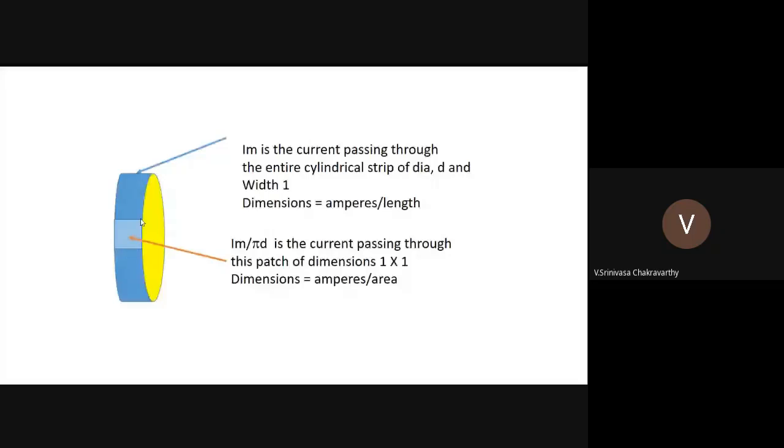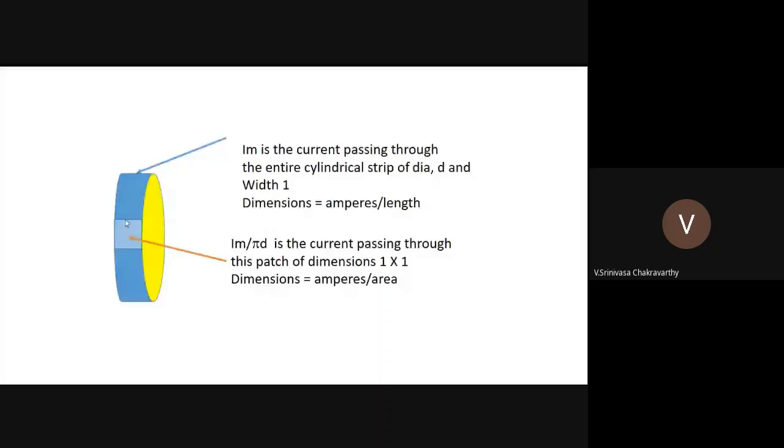Whereas what we want is per unit area. So we want the current passing through only one small patch of length and width 1. So if you know the current passing through this entire thing, how do you get the current passing through only this patch? You divide the first current by πd because πd is the circumference of this cylindrical segment. So we have to do Im/πd, right? Then you get the current per unit area. Okay, so that's what we'll do.